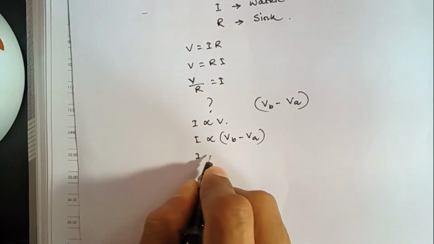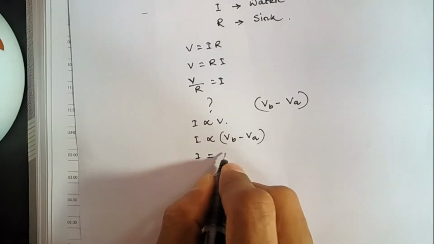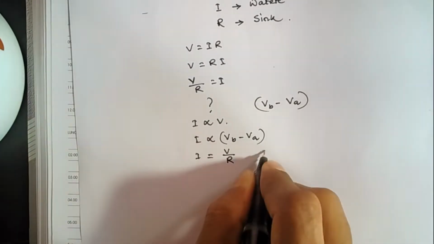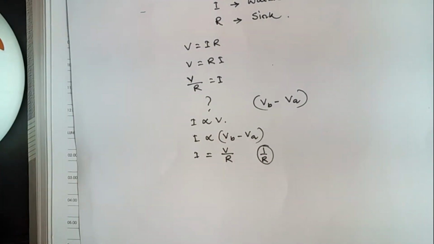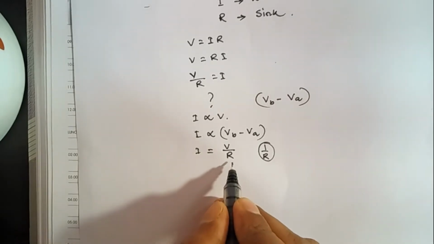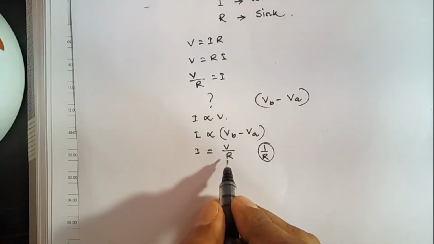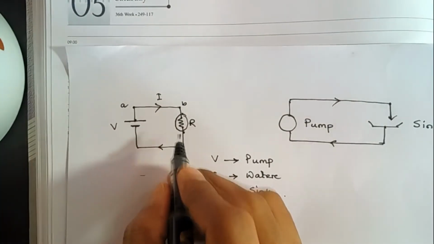We have taken a constant, V by R. This 1 by R is a constant actually, and we have named this R as a resistor, as resistance, and the element we are using is called a resistor.